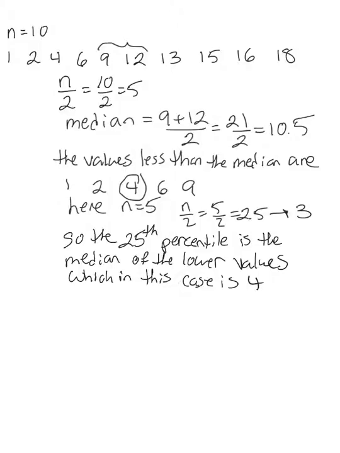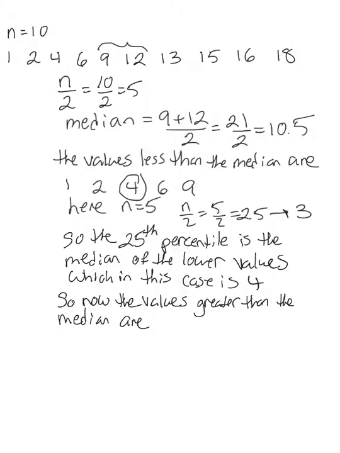Okay, so now we want to find the 75th percentile. So we do the same thing, except with the values that are greater than the median. So now the values greater than the median are 12, 13, 15, 16, and 18.